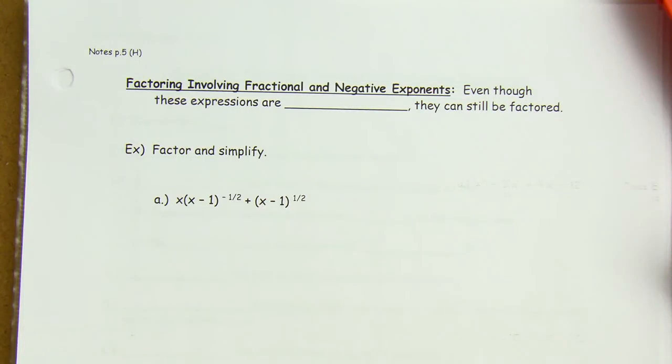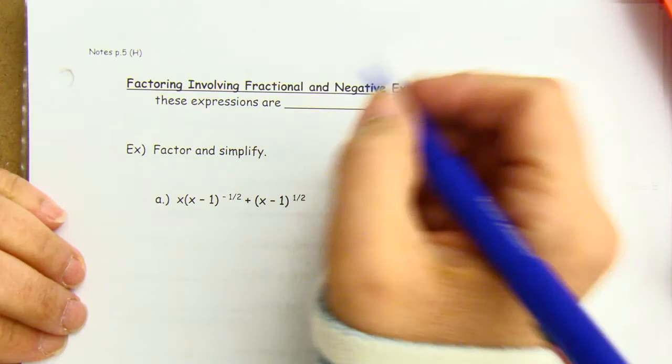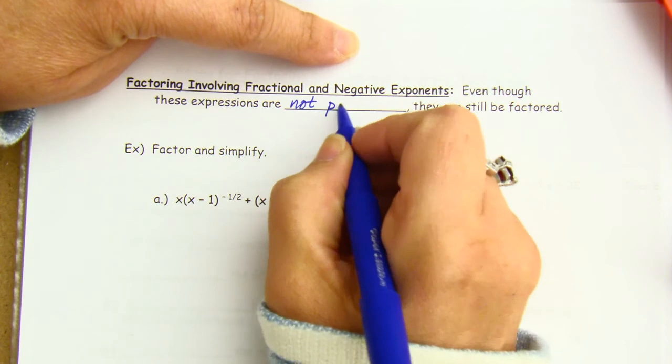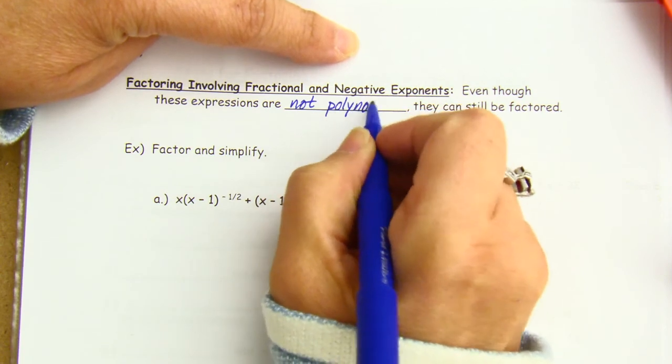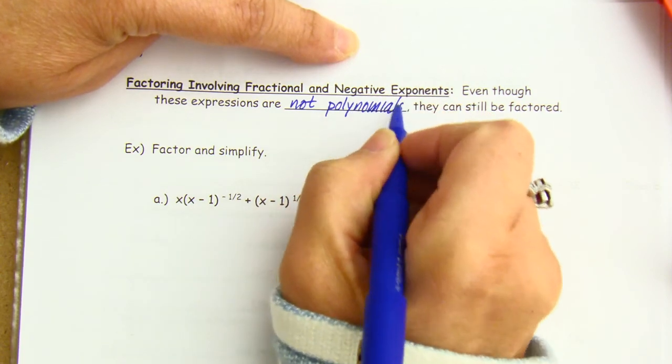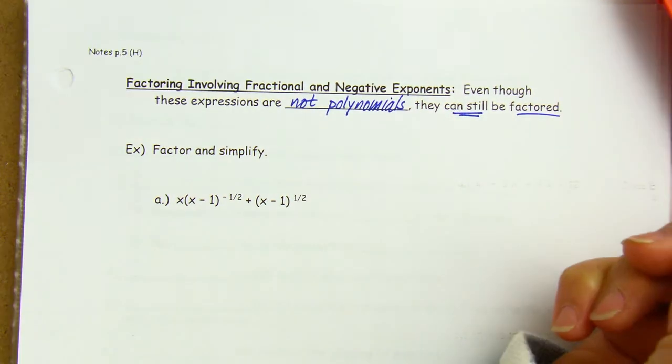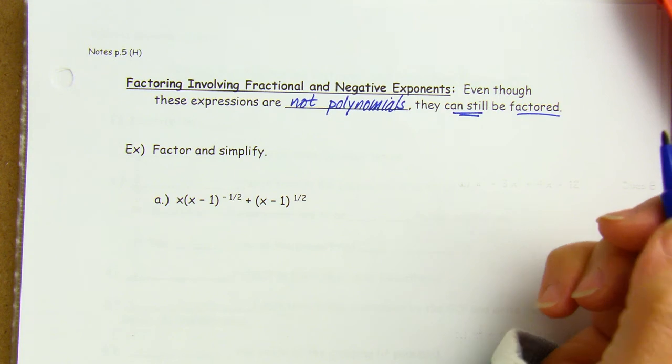Okay, we're going to wrap up our factoring section: factoring involving fractional and negative exponents. Even though these expressions are not polynomials, they can still be factored. Really, these are all about taking out the GCF.